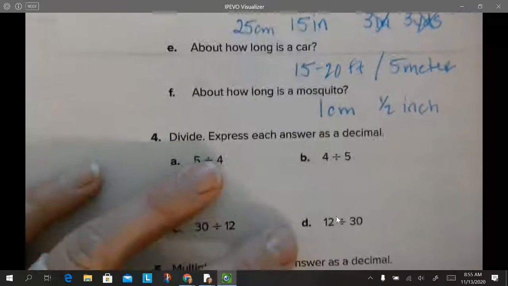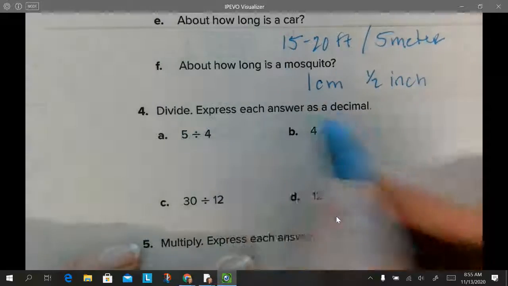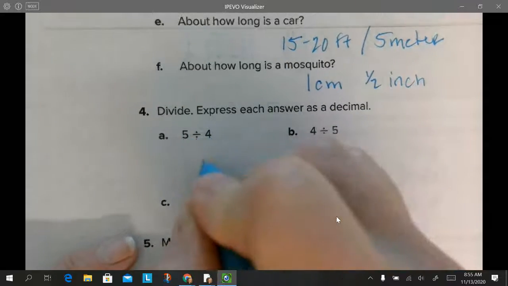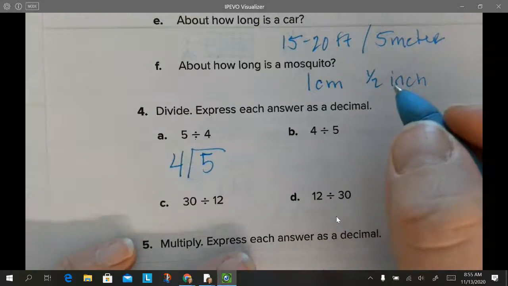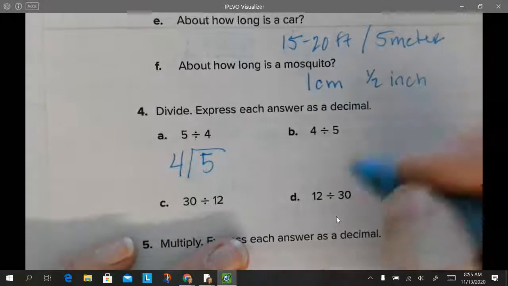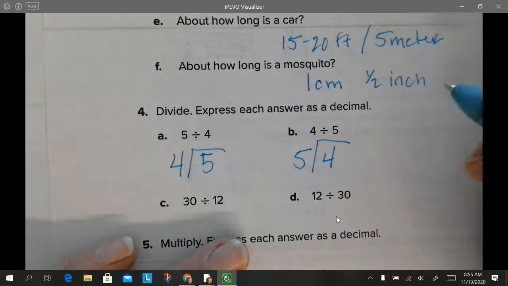All right, look at 4. 4 says divide. So when you have 5 divided by 4, it looks like 5 divided by 4. And this one, 4 divided by 5, would be 4 divided by 5. That's how you write those.